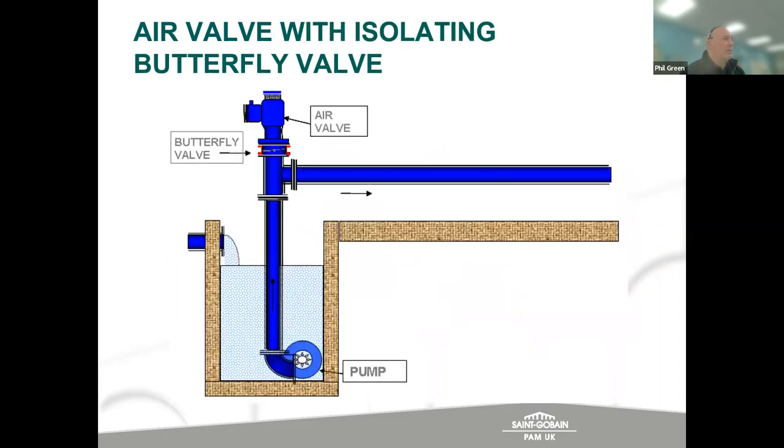Where you have an air valve, you might want to fit a horizontal butterfly valve, a wafer or lug butterfly valve, to allow the air valve to be isolated for maintenance. It's okay having an air valve, but you might want to take it off every now and again just to check that the ball valves are working properly and the mechanics are right. So to do that, you need to isolate it. And again, we generally recommend you put a butterfly valve where you've got an air valve, so you can shut the line off, take the valve away, and then maintain that without any interruption to flow in the pipeline.